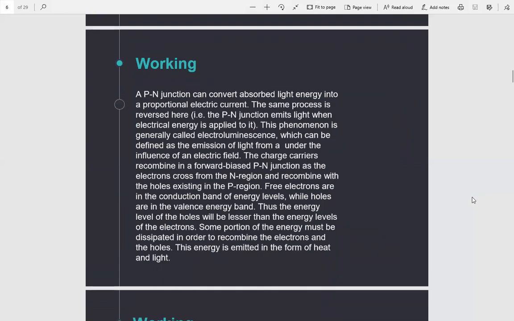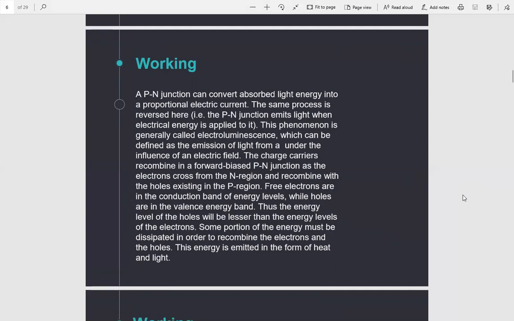Working of LED. A PN junction can convert absorbed light energy into a proportional electric current. The same process is reversed here. That is, the PN junction emits light when electrical energy is applied to it. This phenomenon is generally called electroluminescence, which can be defined as the emission of light under the influence of an electric field. The charge carriers recombine in a forward biased PN junction as the electrons cross from the N region and recombine with the holes existing in the P region.